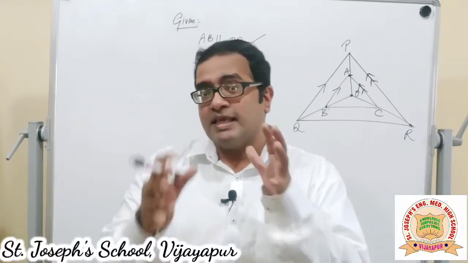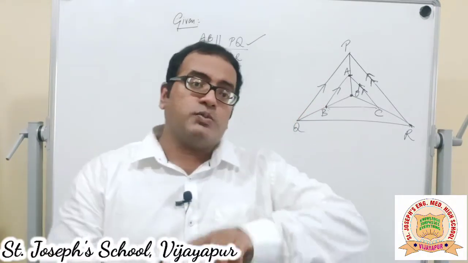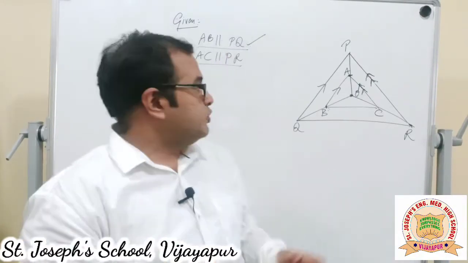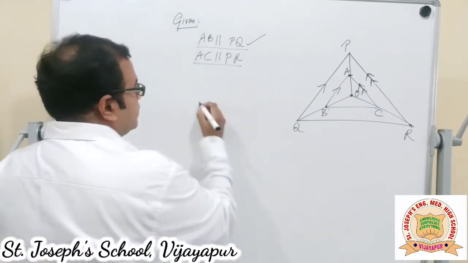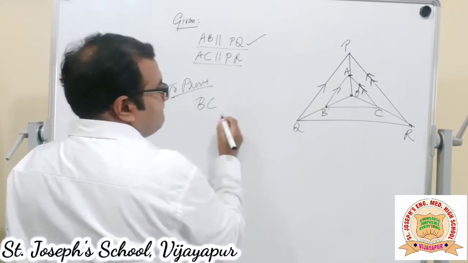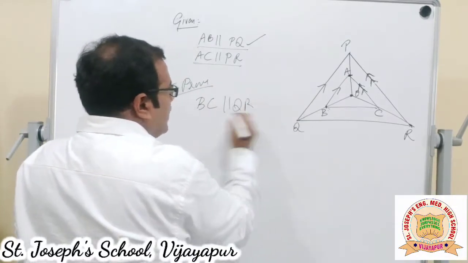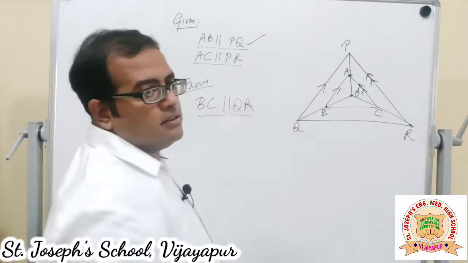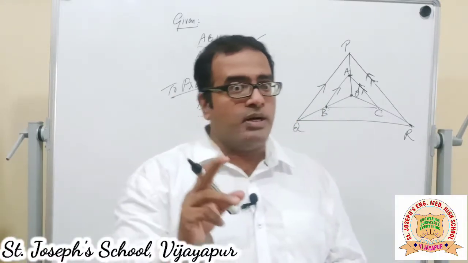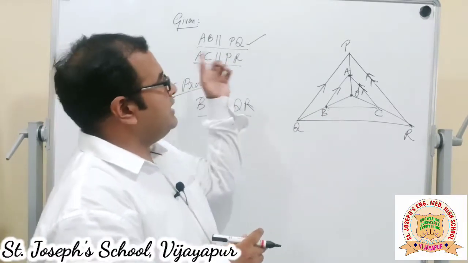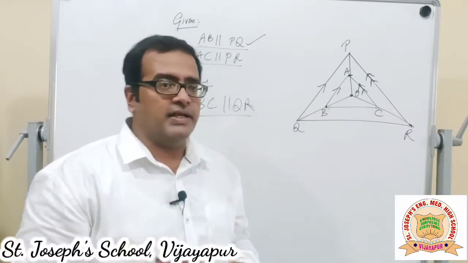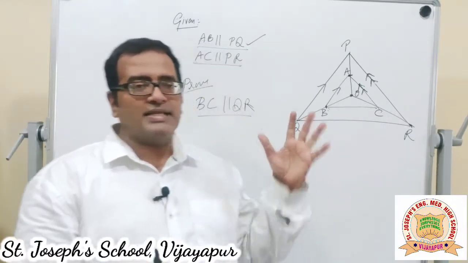See, when parallel is given in the problem, and to prove proportionality, we need to apply BPT. To prove anything parallel, they have asked you to prove BC parallel to QR. Whenever they ask you to prove parallel, at that time we don't use BPT, we use converse of BPT. Remember, so again here, first apply BPT because they are given parallel. To prove parallel, we need converse at the end. Let us see how to do that. Let's analyze the problem.